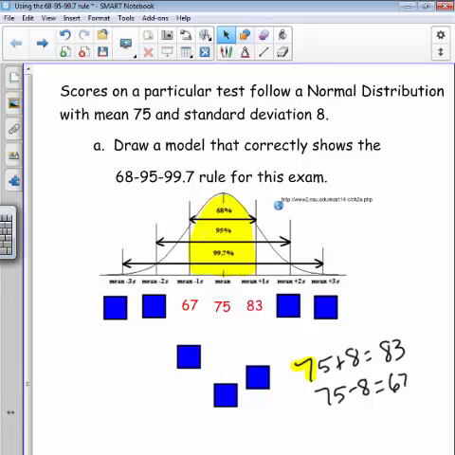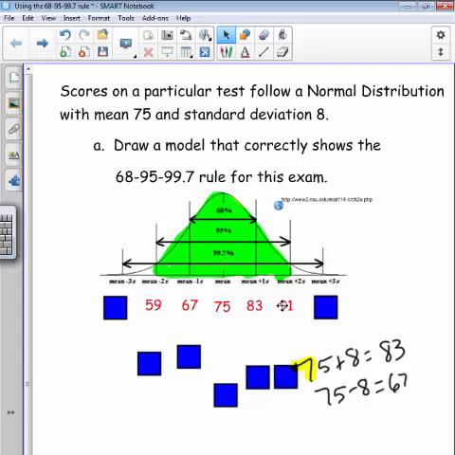If I want to go further, I can look at the 95. The 95 tells me that within two standard deviations of the mean, 95% of my data lies. So here's the mean, here's one standard deviation over, here's the second over. Backward, I've got the mean, one standard deviation back, two standard deviations back. That means in this green area, 95% of my data is here. That's almost all of our data. In terms of our test scores, that means our test scores are going to be mostly between 59 and 91.